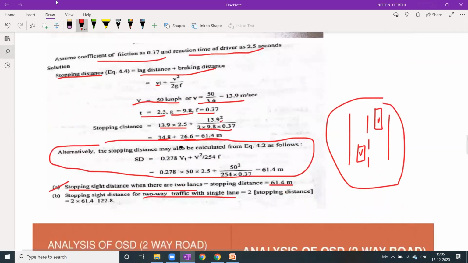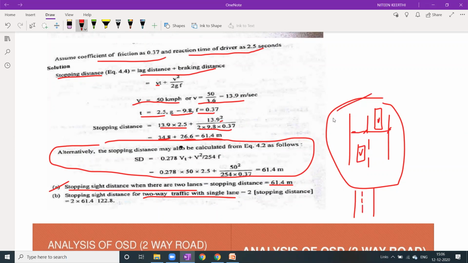Okay, so here what happens on a single lane? There will be very much congestion of a road. So what we need to do, we need to double the stopping distance. So single lane means, see, two lane means this is 3.75 and this is 3.75. So total 7.5 meters is the total width of the pavement, right? So only single lane means only one lane, that is only 3.75, with a center line.